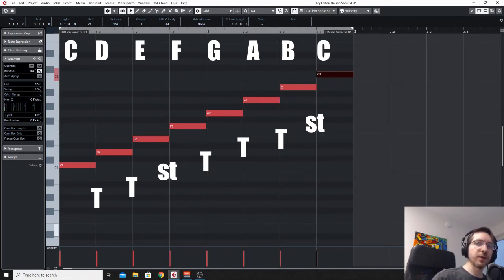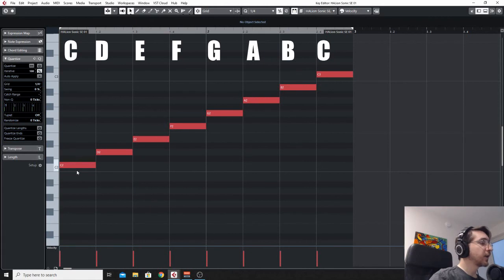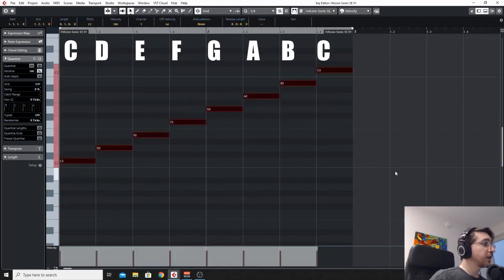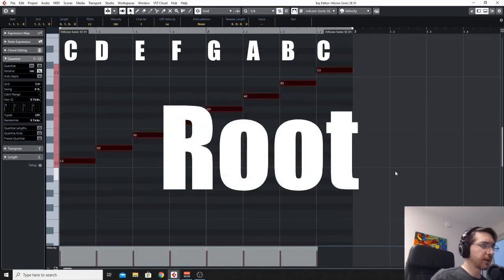This sequence of intervals is what gives the major scale and every other one its properties. It's the DNA of a scale, and if we change just one element, then it becomes something else altogether. In this case, we're starting out from the C note, so that would make this the C major scale. The starting note is also called the root.